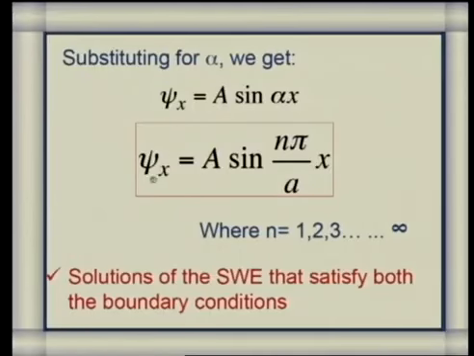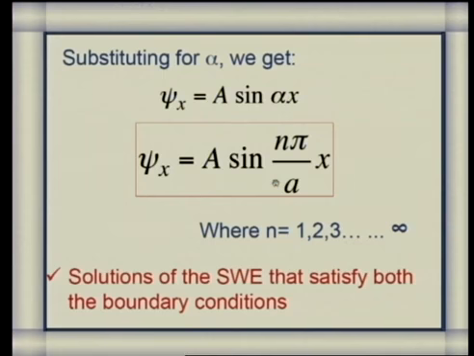So this I substitute back, and that gives me the wave function. The wave function will now be psi of x equal to A sine of n pi by a x. That means for alpha, I have just made a substitution, which is what I got earlier in the previous slide. So this is the wave function.